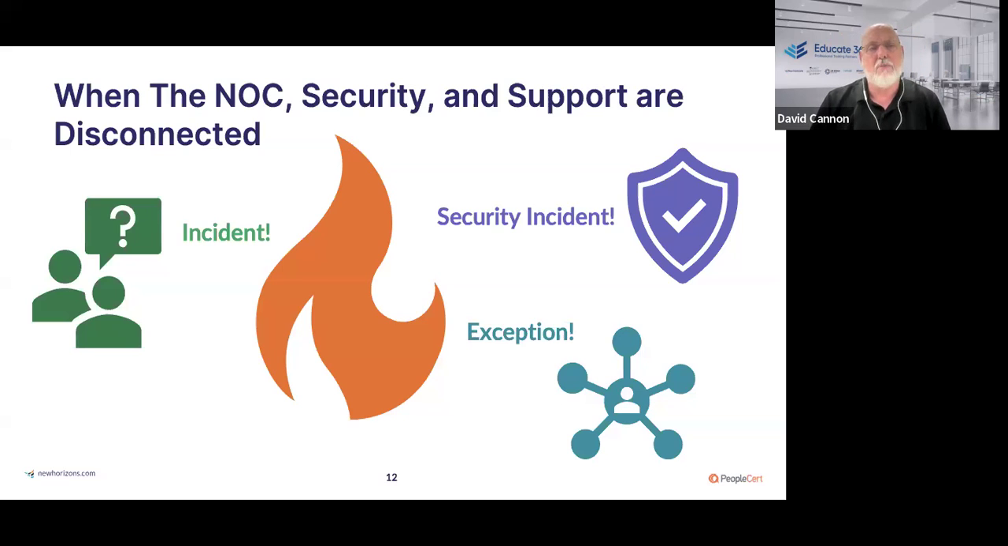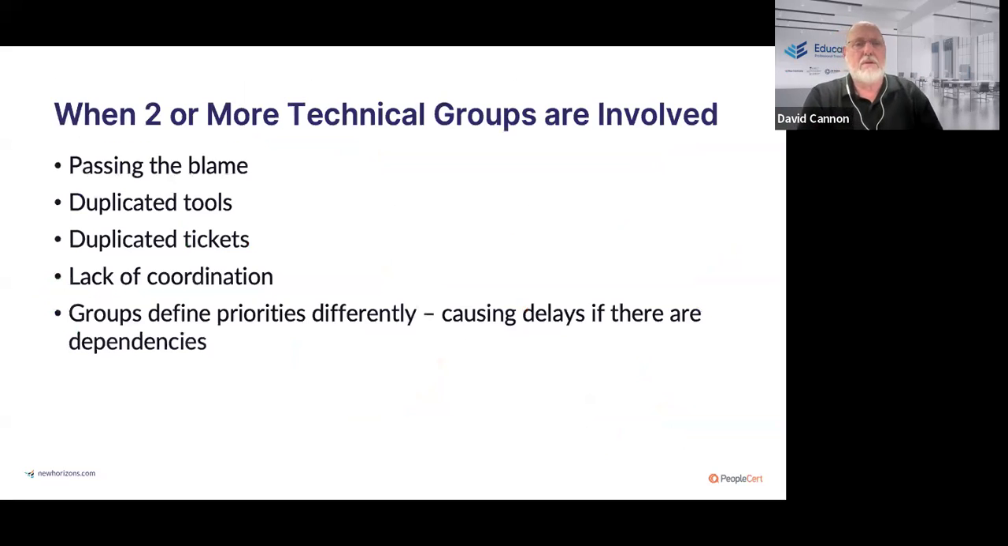So it's really important that the incident management and the problem management practices are linked between at least these three groups. So that when you have an incident, you can evaluate whether it is in fact a security incident. When you have an exception, you can validate that it has resulted in an incident being created. So linkage between the groups, linkage between the tools that they're using, and linkage between their processes. Very important.